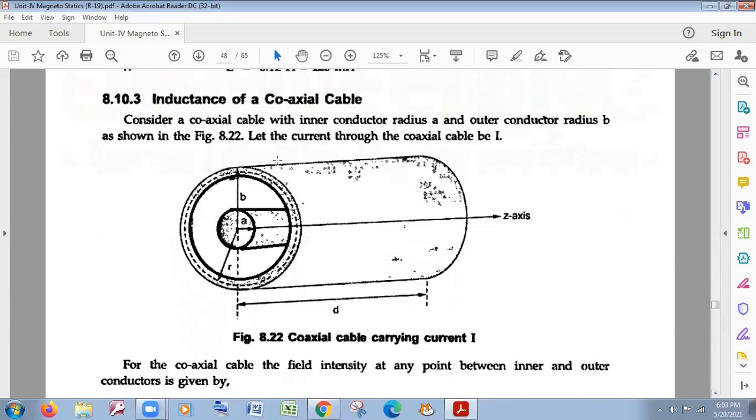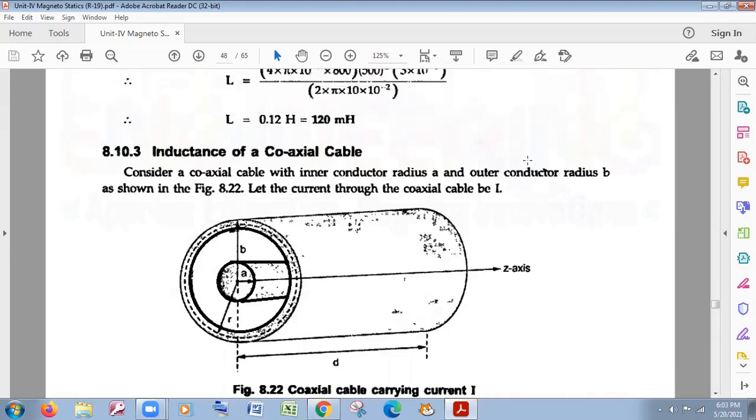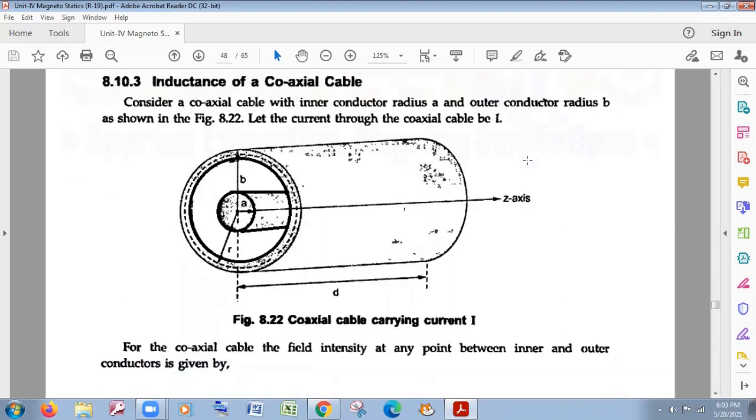You have to find out the coaxial cable inductance L. So I will briefly explain these: inductance of the coaxial cable, inductance of the solenoid, inductance of the toroid. All of it we get from the total flux linkage: inductance L is equal to the total flux linkage by the total current.